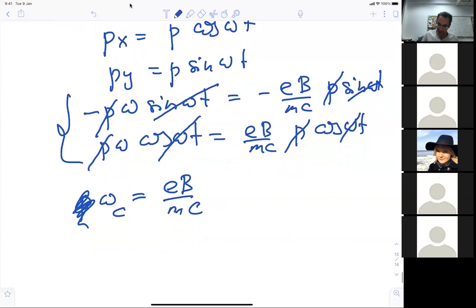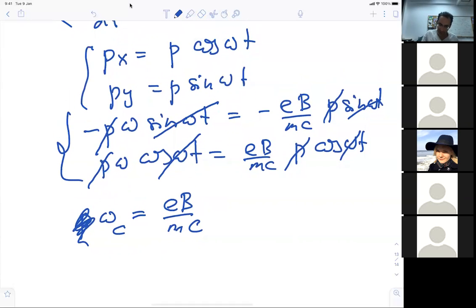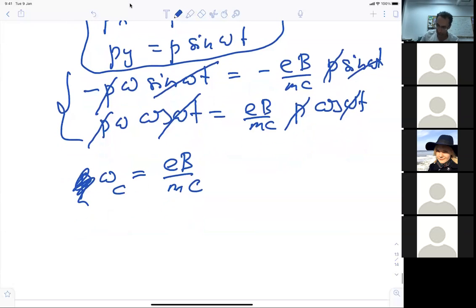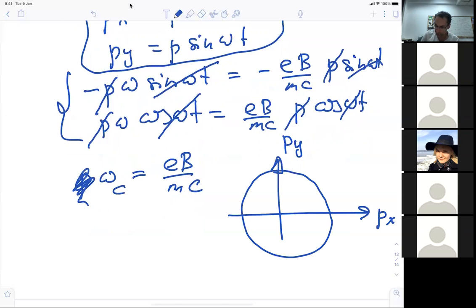So px and py are oscillating functions with respect to time. So if I draw my px and py, what it will do, it will perform an oscillatory motion on the plane px, py. The momentum of my particle will rotate at a frequency which is called cyclotron frequency, eB over mc.